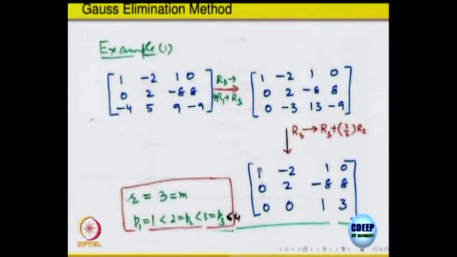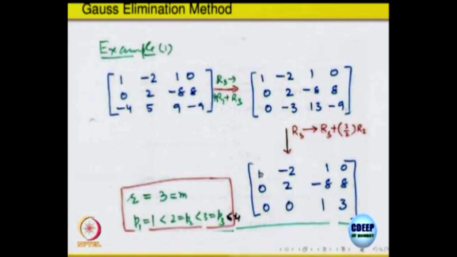What is P1? The place where the first non-zero entry is coming. So this is P1. P1 is 1, right? What is P2? In the second non-zero row, the non-zero entry is coming at column number 2. The value is 2, but the entry is at column number 2. So P2 is equal to 2. What is P3? That is equal to 3, which is less than 4 anyway, right? It's clear? So this is in row echelon form.